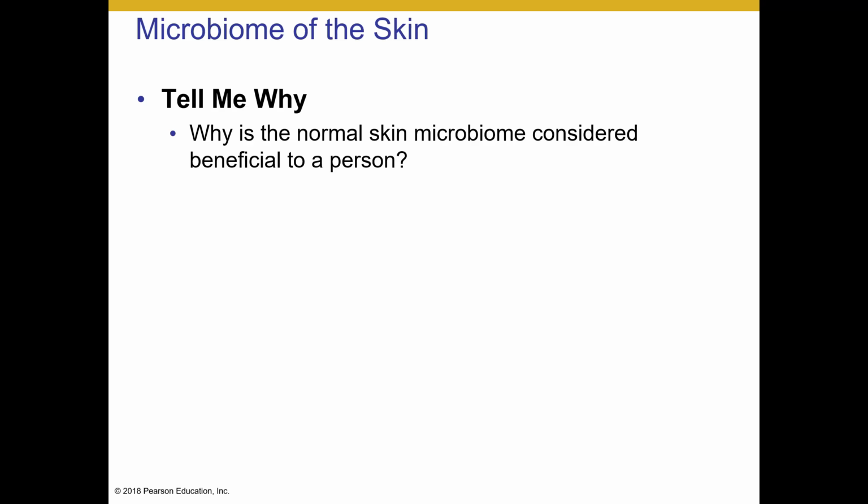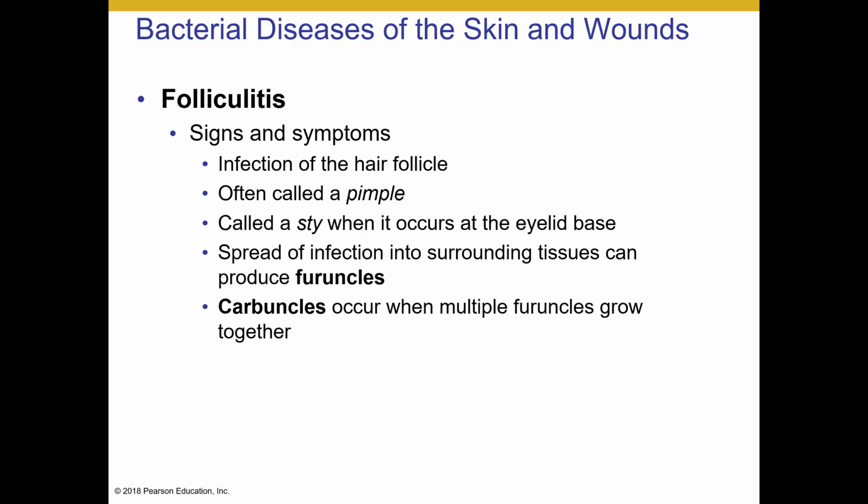If the infection spreads deeper into surrounding tissues, it can form a larger painful abscess called a furuncle, commonly known as a boil. If multiple furuncles join together, they form a carbuncle, which is even larger and more serious. So what starts as a small infection can become more extensive if not controlled.